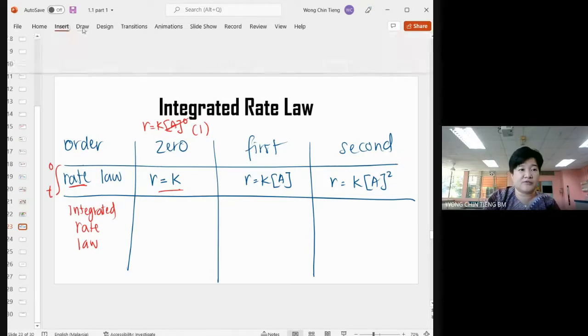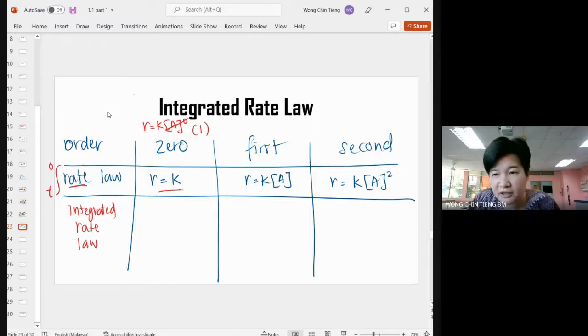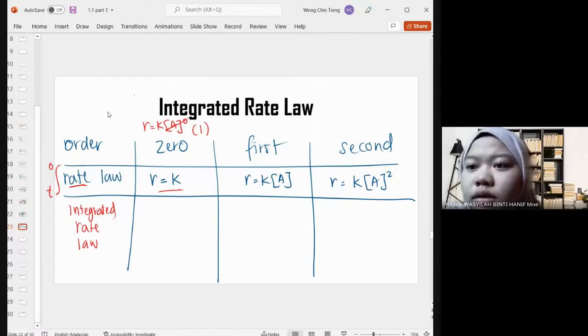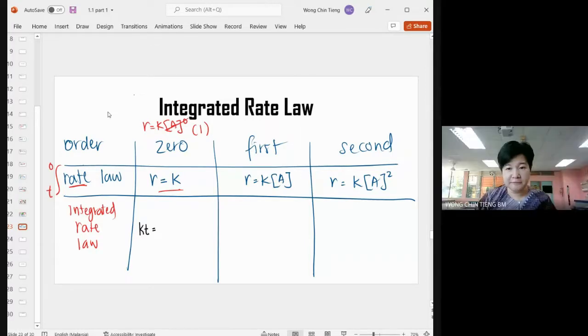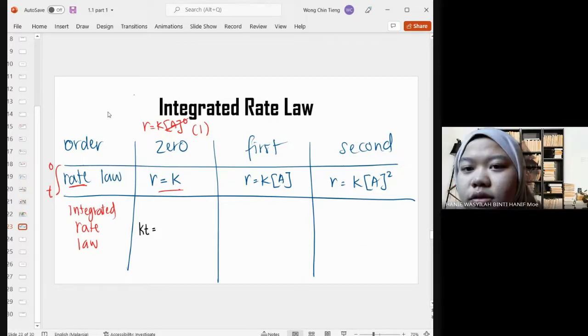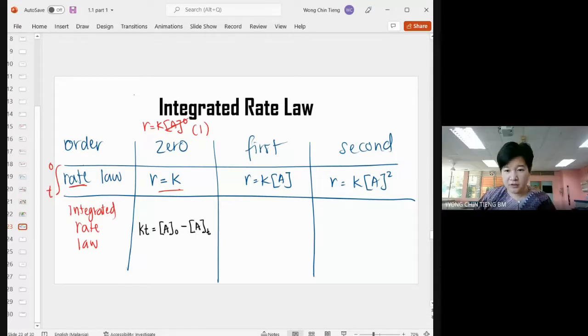And the first question for today, can I have, not the first question, many questions already. Can I have the integrated rate law for zero order? Anyone? Yes? KT concentration A 0 minus concentration A T. Thank you. All right. Ifan? First order.